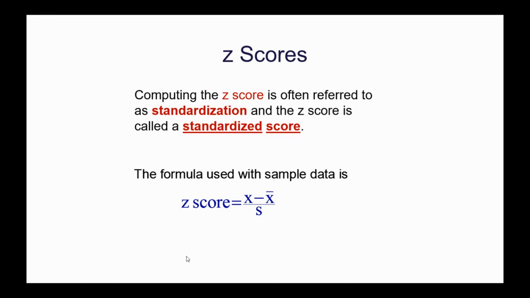And what does the x minus x bar mean, you said? So x is our individual observation, x bar is the mean of the sample, and s is the standard deviation. So when would you use x bar and when would you use mu? Mu is population, and x bar is sample.